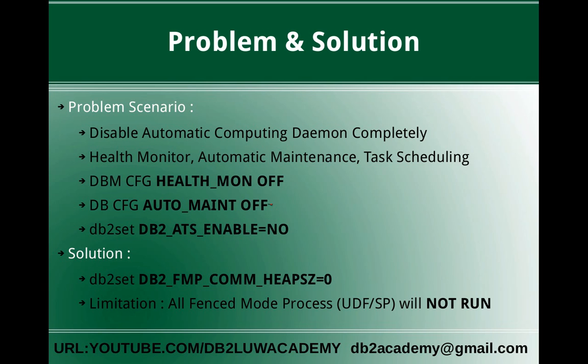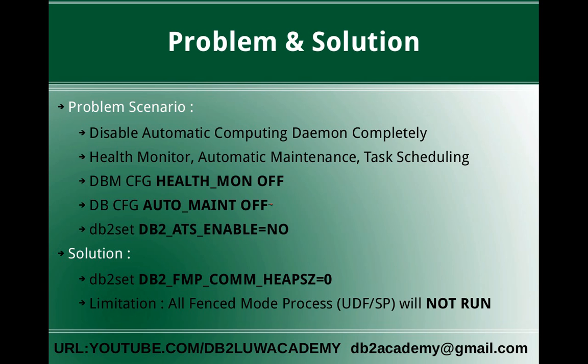So if I say I don't want the health monitor, automatic maintenance, or task scheduling, I can use these db cfg parameters and set them off. Even then, the ACD process which is running in the background under the root user will still run, even if you individually disable the functionalities. It is really not a big issue, because it is not going to eat your CPU or memory resources. It will be just a simple process running in the background. Mostly, if you disable all these functionalities, it will be idle only.